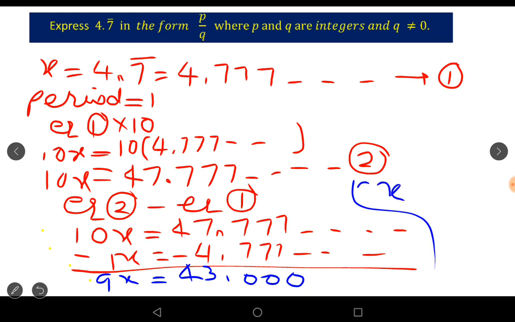9x equal to 43. x equal to 43 by 9. This is the p by q form.